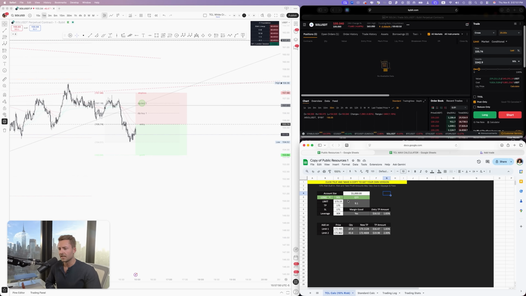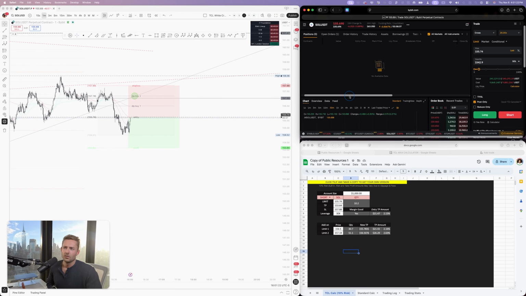If I were to be taking this, say with 1,000, I would be putting 155.47 here. I'd put my take profit 153.64, stop loss here, dip buy 1, dip buy number 2. I don't know if this is going to come up and get me filled. We'll see. Looks like we're going to get filled, so we're in. So now I'm going in and adding my other orders.